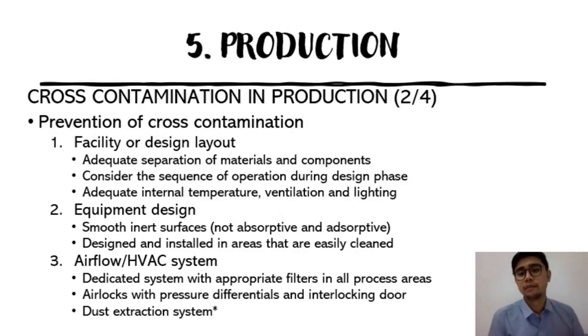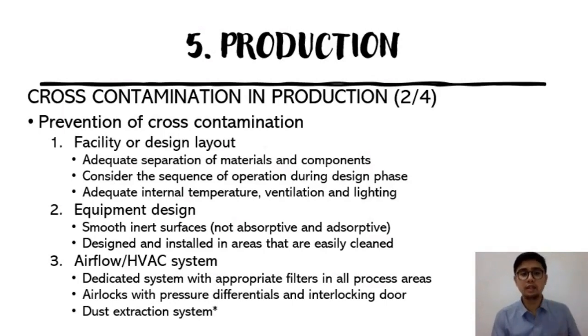Firstly, the facility design layout should permit adequate separation of materials and components to prevent mix-up. The flow of the production processes should be considered in designing the layout to avoid any clashes of the personnel, materials, and production flow. Secondly, the equipment should be designed with smooth and inert surfaces to permit complete cleaning and to make sure no adsorbed or absorbed materials of the previous batch are left on or in the equipment surfaces.